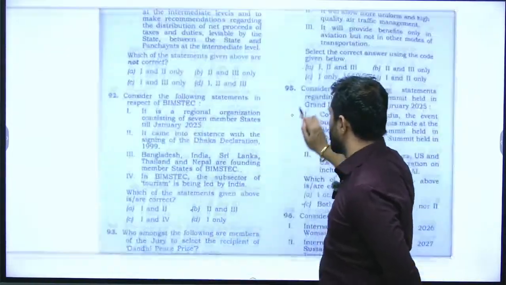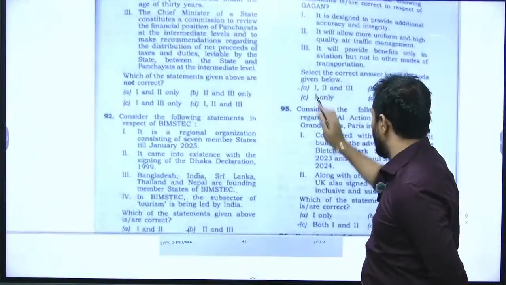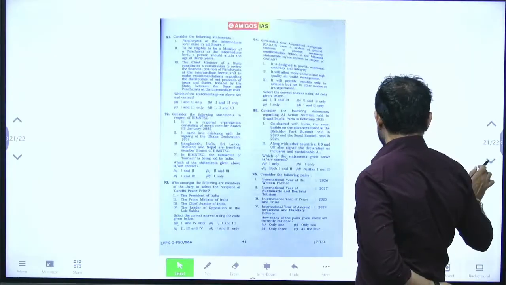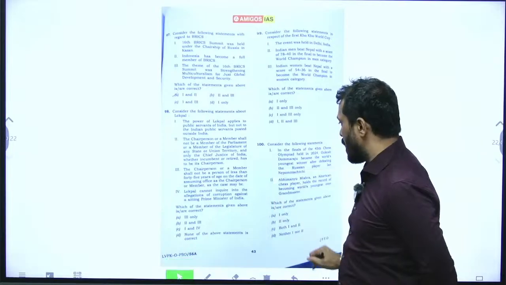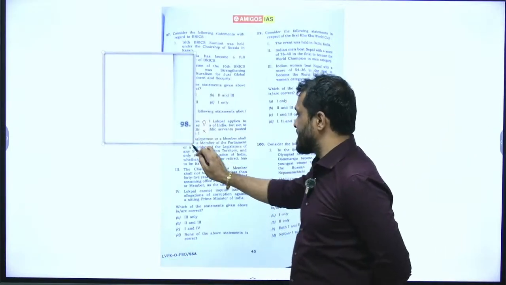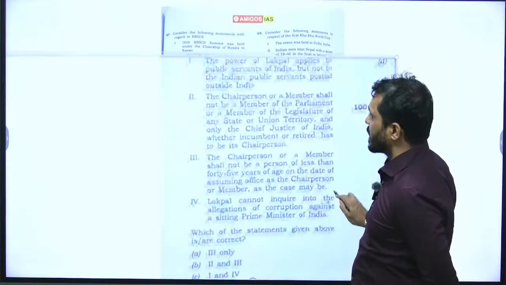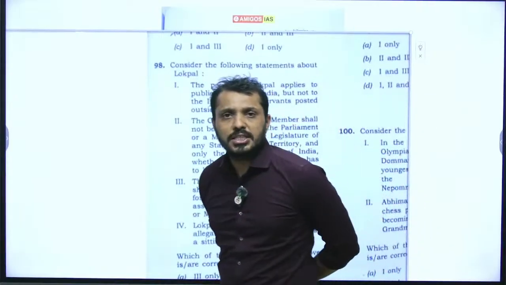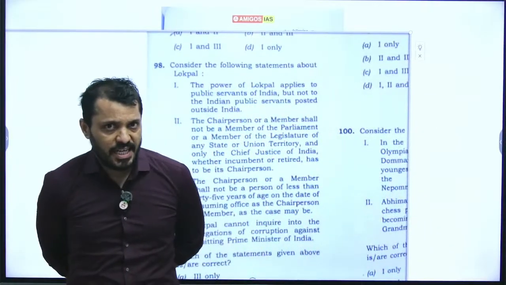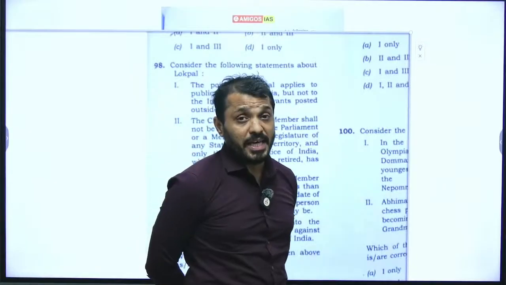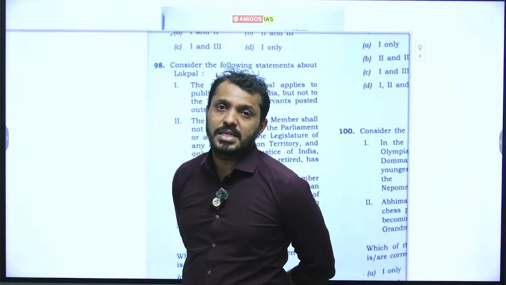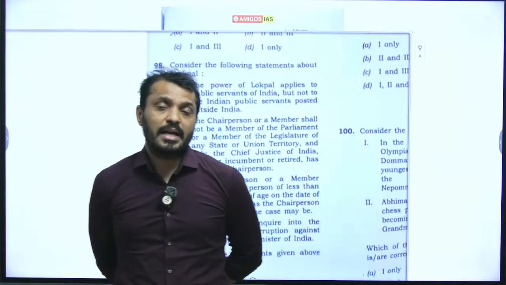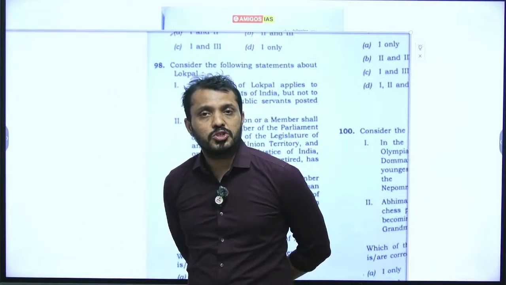And the last question in our polity segment, then we will move on to IR and map pointing. That is question number 98, regarding the Lokpal. I told you that the anti-corruption agencies in India are number 1, CBI. The second one is the CVC, Central Vigilance Commission. And the third one is the Lokpal. These are the anti-corruption bodies in India. This question is about the Lokpal.